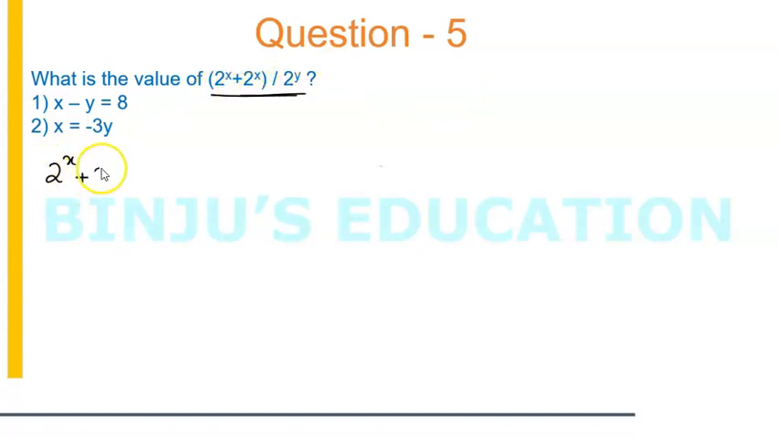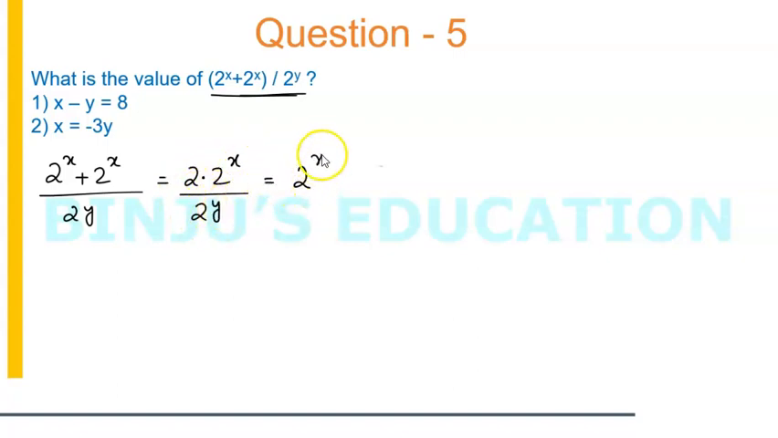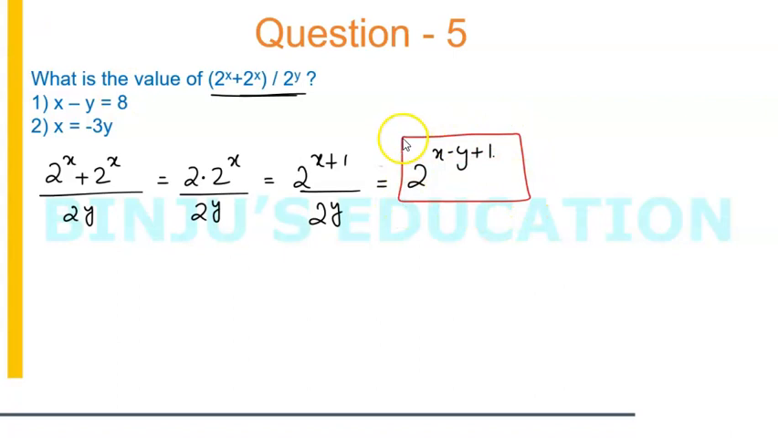2 to the power x plus 2 to the power x divided by 2 to the power y. This is 2 into 2 to the power x divided by 2 to the power y. 2 to the power x plus 1 divided by, oh, I'm sorry, this is not y, this is 2 to the power y. So 2 to the power x minus y plus 1. Now what is the value of this expression? Basically, I need to figure out this expression.